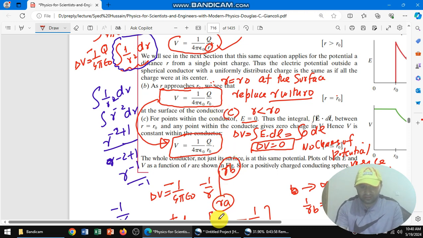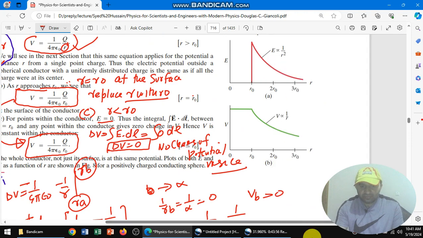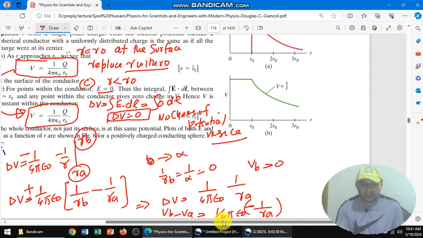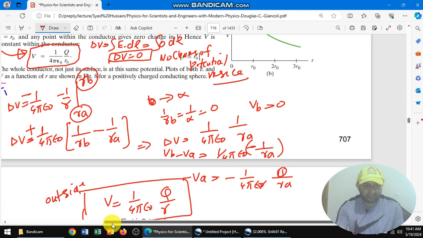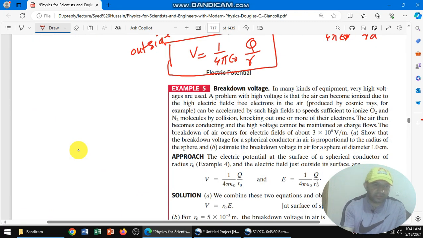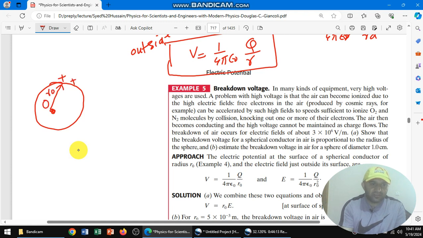So if I summarize, we have a sphere, and from the center to the surface the radius is R naught. The charges are distributed on the surface, not outside.